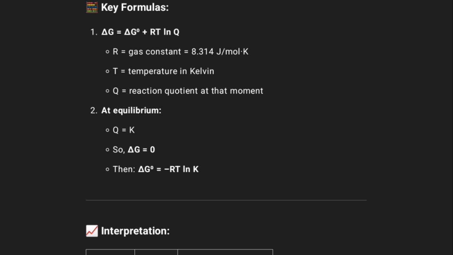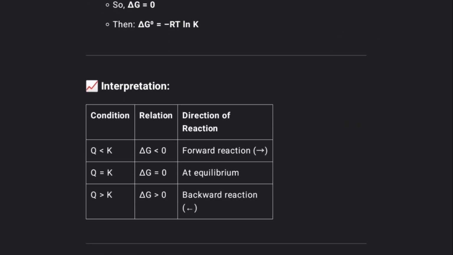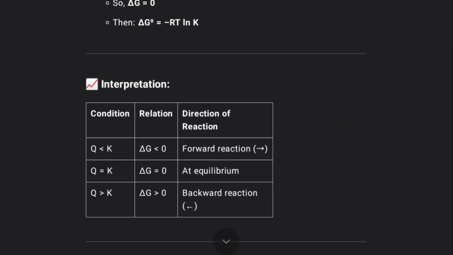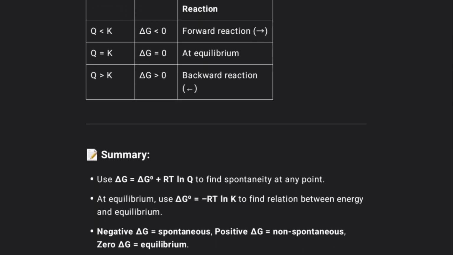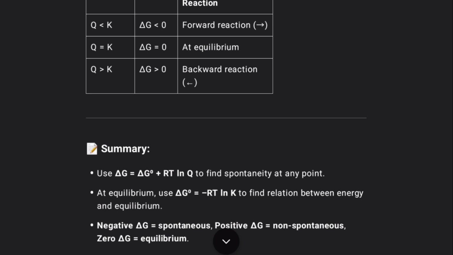Interpretation: the condition, the relation, and the direction of reaction. If Q is less than K, delta G is negative, and the reaction goes forward. If Q equals K, delta G equals 0, at equilibrium. If Q is greater than K, delta G is positive, and the reaction goes backward. Summary: use delta G equals delta G naught plus RT ln Q to find spontaneity at any point. At equilibrium, use delta G naught equals minus RT ln K to find the relation between energy and equilibrium.